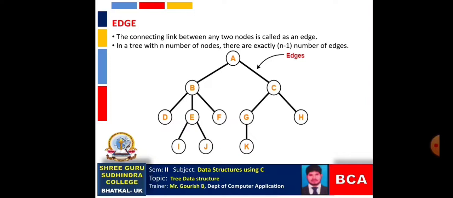An edge is a link which connects two nodes, right? See here, A, B, C, D, and so on, these all are the nodes, right? The links connecting AB, AC, BD, like this, these all are the edges, right? Second point, in a tree with n number of nodes, there are exactly n minus 1 edges. That means the number of edges is 1 less than the total number of nodes, right? You can see over here there are 11 nodes, and if you count the edges, there are 10 edges, right? 1 less than the total number of nodes.